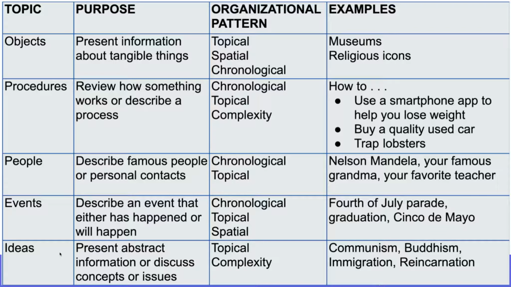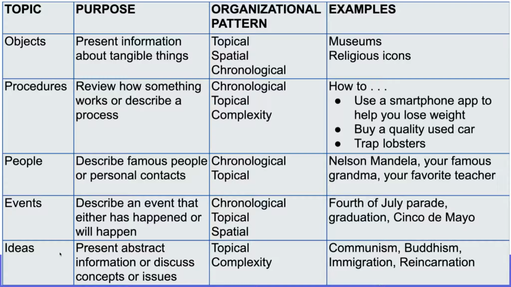It could even be complexity, right? So you can talk about stuff that is simple versus stuff that's hard. So within the buying a quality used car topic, my complexity conversation is how to negotiate the price of a quality used car. And it could be a process, and I could actually explain how things work. Okay, let's move on to the third one, and that's people.